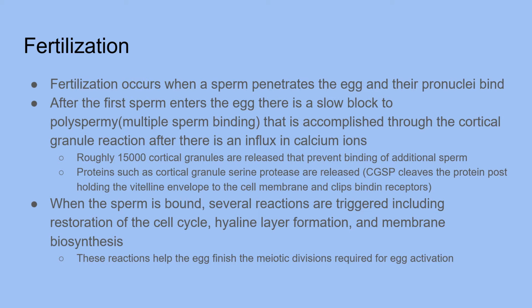They release proteins such as cortical granule serine protease, and this protein cleaves protein posts that hold the vitelline envelope to the cell membrane, and it clips binding receptors. So when the sperm is bound, several reactions are triggered, including restoration of the cell cycle, hyaline layer formation, and membrane biosynthesis. These reactions help the egg finish the meiotic divisions required for egg activation.